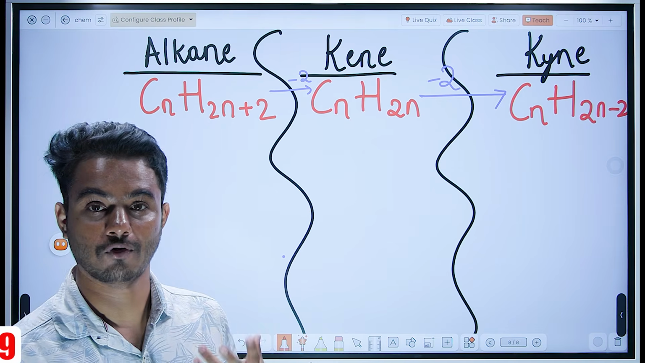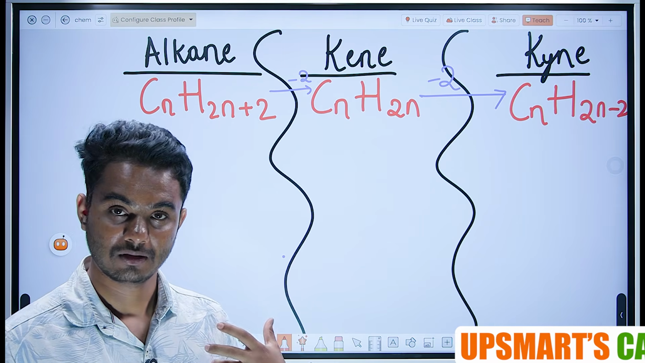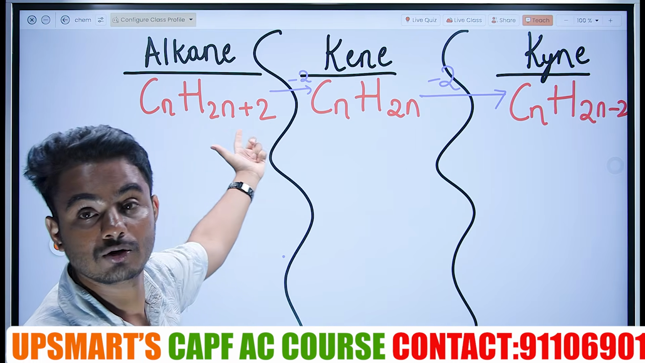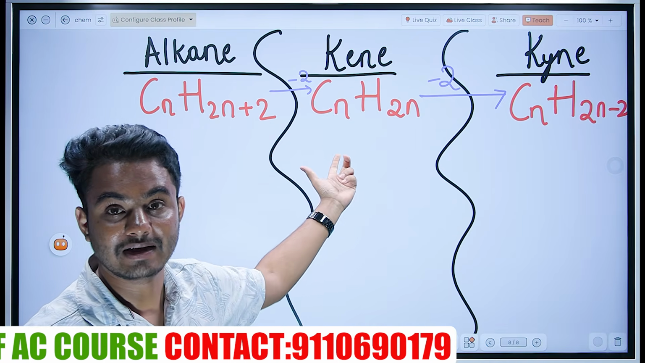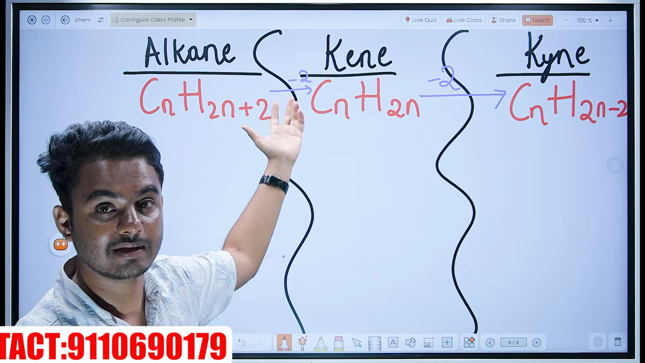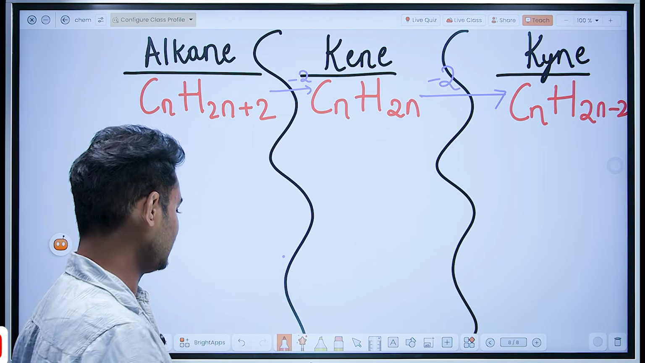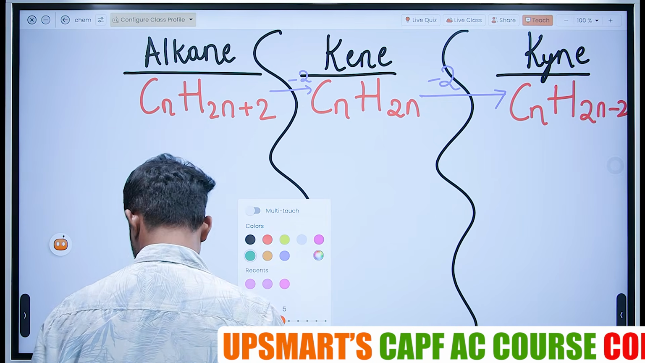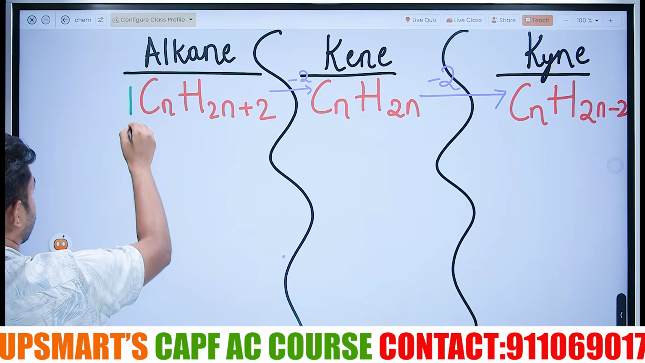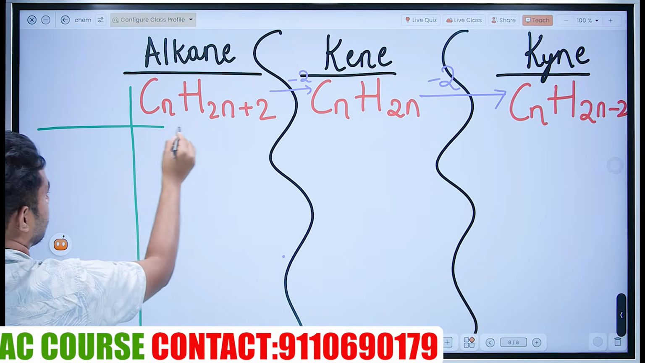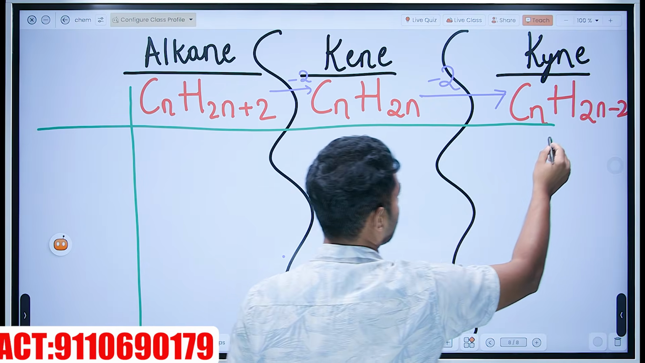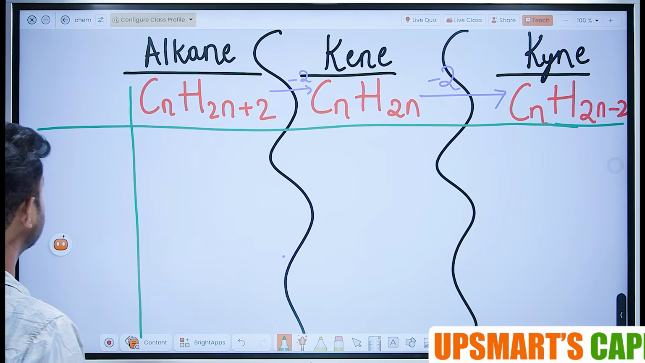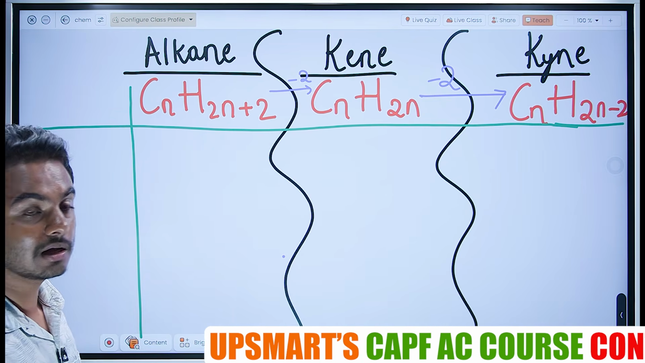Sir, why this formula, sir? What will we get from this formula? If the numbers of hydrogens and carbons satisfy these formulas, then those compounds can be classified as alkane, alkene, alkyne. I'll give you the examples now. Everybody watching this class should take a screenshot or write along with me on a plain paper.